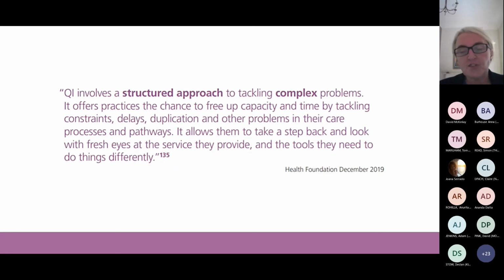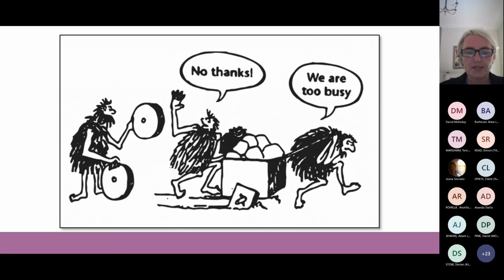This is a definition of quality improvement from the Health Foundation, which I've included because it describes QI in general practice. I'm going to read this because I think it's really helpful. QI involves a structured approach to tackling complex problems. It offers practices the chance to free up capacity and time by tackling constraints, delays, duplication, and other problems in their care processes and pathways. And it allows them to take a step back and look with fresh eyes at the service they provide and the tools they need to do things differently. If we could move on to the next slide, please.